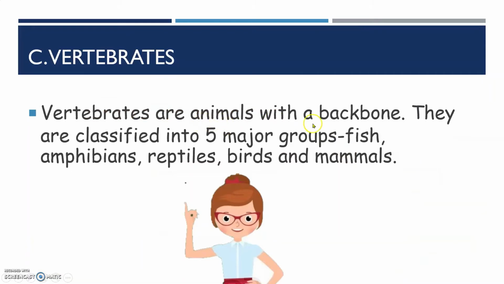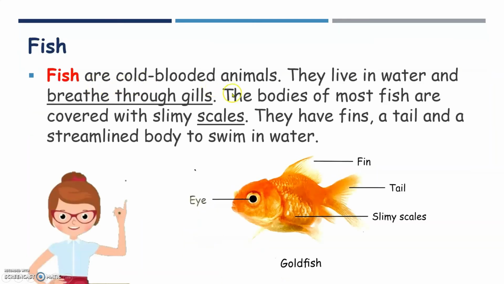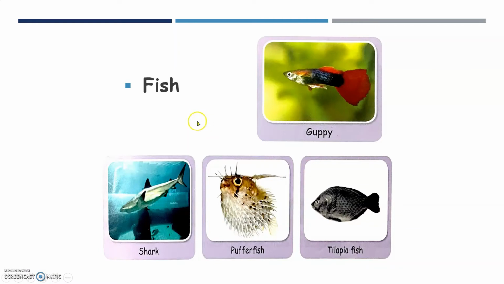Vertebrates are animals with a backbone. They are classified into 5 major groups: fish, amphibians, reptiles, birds, and mammals. Fish are cold-blooded animals. They live in water and breathe through gills. The bodies of most fish are covered with slimy scales. They have fins, a tail, and a streamlined body to swim in water. Some examples of fish: guppy, shark, pufferfish, tilapia fish.